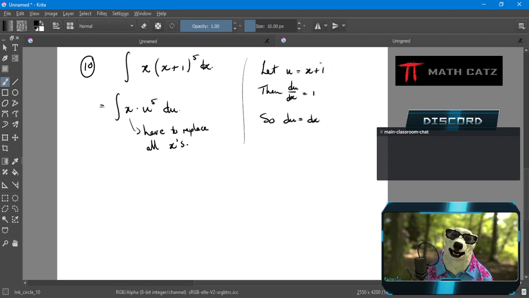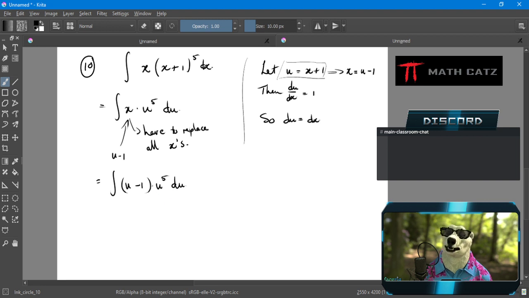If I notice the simplicity of the substitution, it allows me to solve for x and rewrite this as an equation, x equals u minus 1, which tells me I can replace x with a u minus 1. Now it doesn't seem like I've done a lot in terms of moving to a simpler situation, but I have.